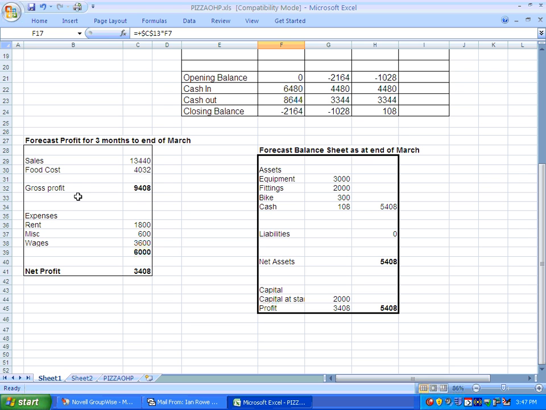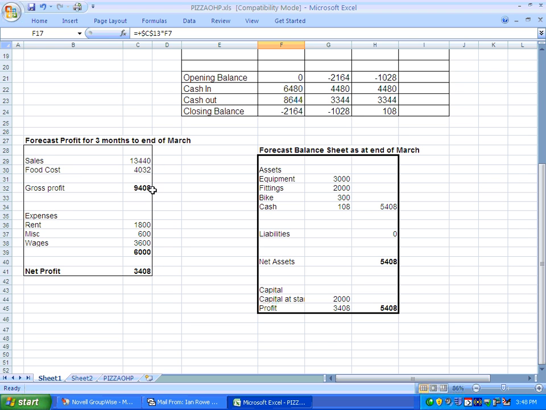We can do a little calculation here to get the gross profit. That's the sales minus the food cost, gives us gross profit. We could miss that out, just put this as an expense and add it to the other expenses, but we'll do that little bit in the middle there. And then the other expenses that we've used up, we've used the rent, we've had the shop for 3 months at £600 a month. We've had heating and lighting at £200 each month. We've used all that heating and lighting, and we've had people working for us at £1,200 a month, so £3,600 over the 3 months. So our total expenses are £6,000.